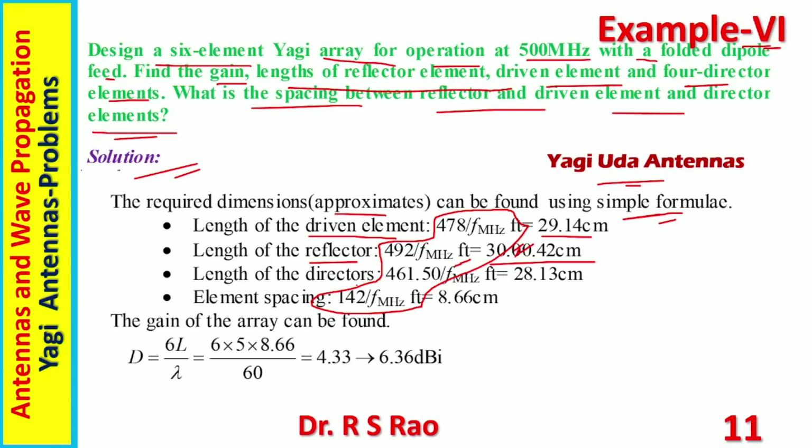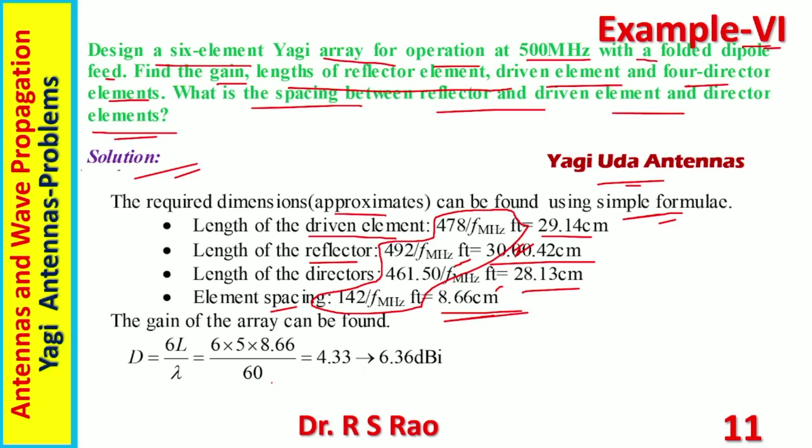Length of directors, formula is 461.50 over F megahertz feet. In centimeters, in the present case, it becomes 28.13 cm. Element spacing is given by the formula 142 over F megahertz feet. In the present case, it turns out to be 8.66 cm.